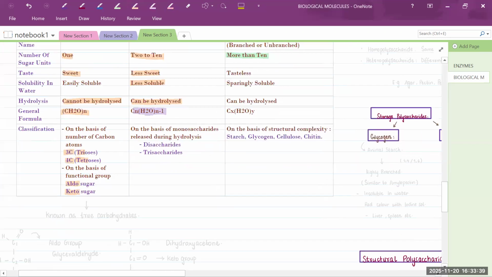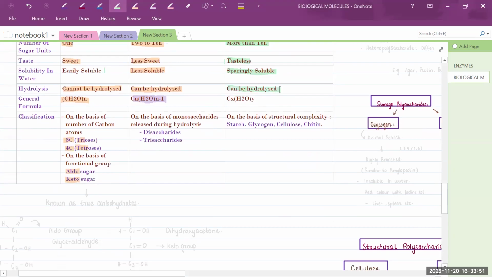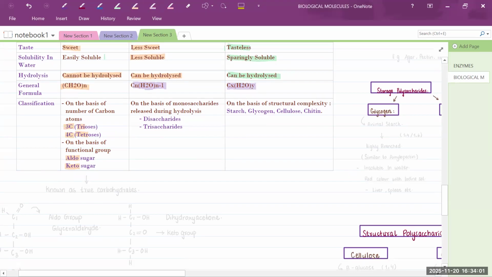They are tasteless and sparingly soluble. You can see the trend here, how it goes from sweet to less sweet and less sweet to tasteless, from easily soluble to less soluble, and from less soluble to sparingly soluble. They can also be hydrolyzed because we have a number of monosaccharides combined together, and the general formula is the same as the formula of carbohydrates. They're classified on the basis of structural complexity, such as starch, glycogen, cellulose, and chitin. We'll see these in detail as we move on.